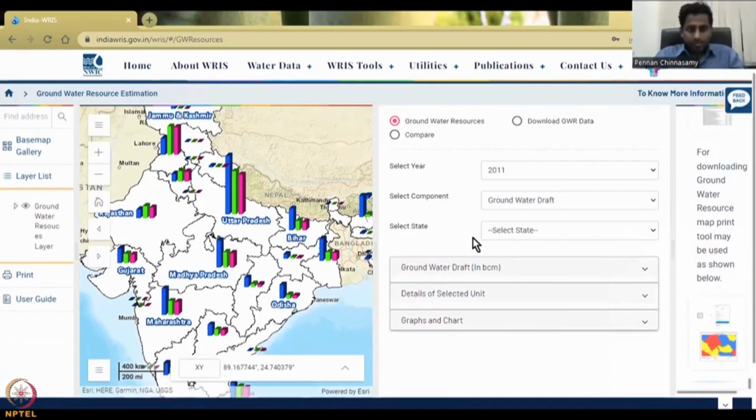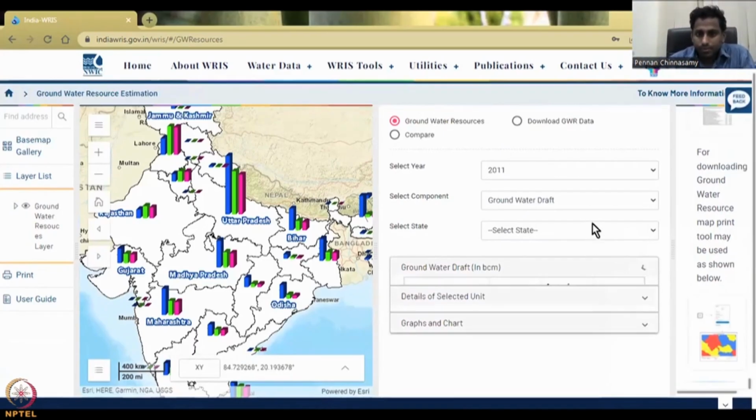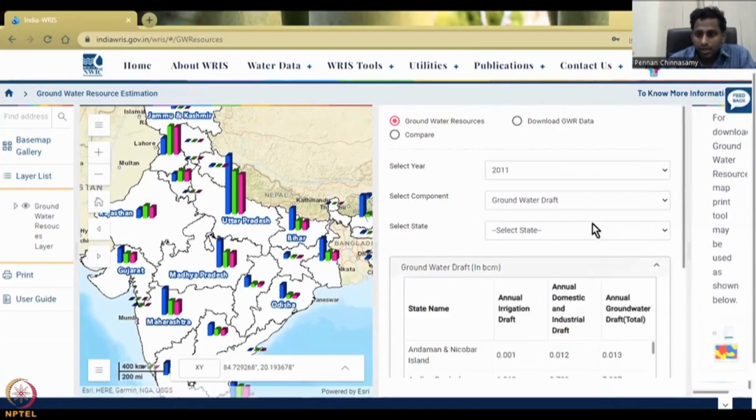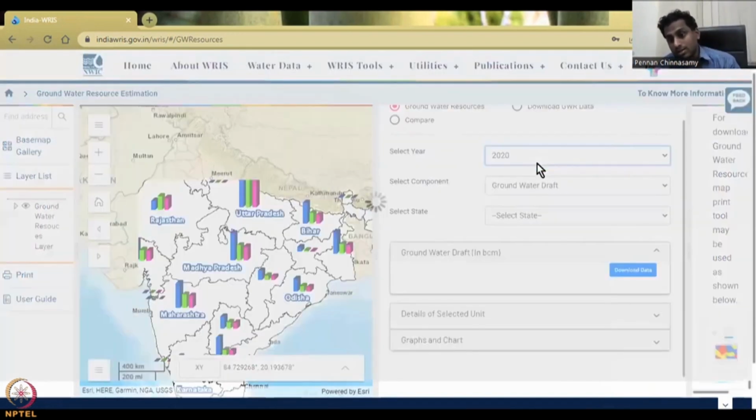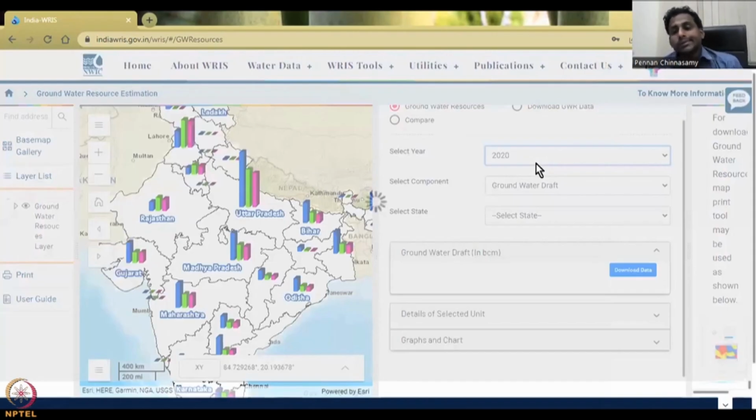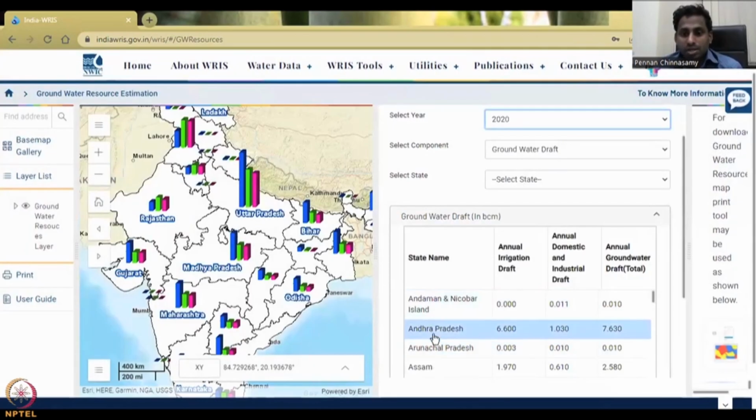So let's take Maharashtra again. You could see that in 2011, okay, let's take Andhra Pradesh because it's easier to see, 6.29, 0.7387. So the total annual groundwater draft was 7 billion cubic meters for the state of Andhra Pradesh in 2011. So how was that in 2020? Do you think it's extended? Let's think about the number. And now it's populating for Andhra Pradesh. 2020 is 6.601, 1.030. So the total draft hasn't changed much.